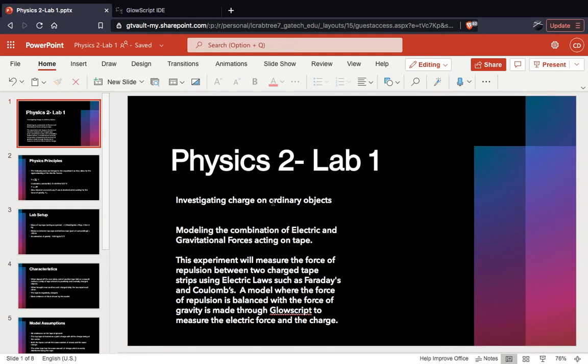Hello. In this lab, we'll be investigating charge on ordinary objects, and so we'll be modeling the combination of electric and gravitational forces acting on tape. In this experiment, we'll measure the force of repulsion between two charged tape strips using electric laws, such as Faraday's and Coulomb's, and in a model where the force of repulsion is balanced with the force of gravity. This is made through GlowScript to measure the electric force and the charge of each of these strips.